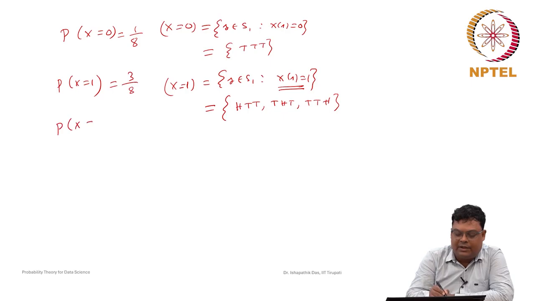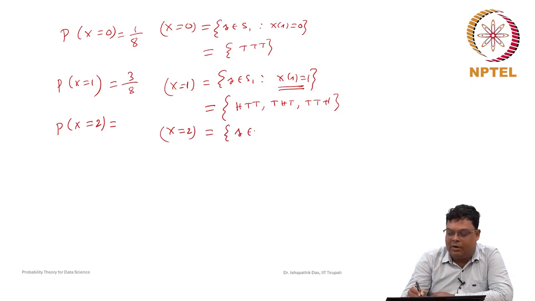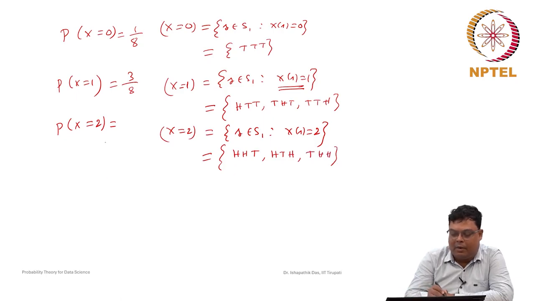Now, what is the probability of x equal to 2? Here also we find all s belonging to S1 such that x of s is equal to 2. Note that we only consider equality here. Earlier we computed the cumulative probability, that is why it was the cumulative distribution function. Here we are finding equal to only. So, what will be x of s equal to 2? These are all the points where the number of heads is equal to 2: head head tail, head tail head, and tail head head. This is 3 points. So, the probability of x equal to 2 is 3 out of 8, so this is equal to 3 by 8.